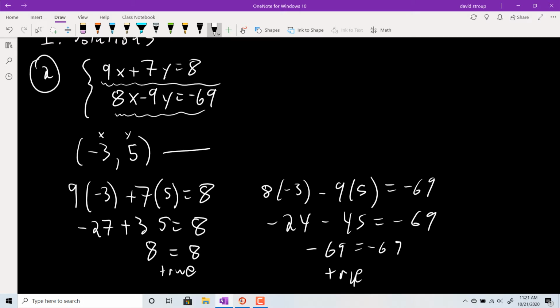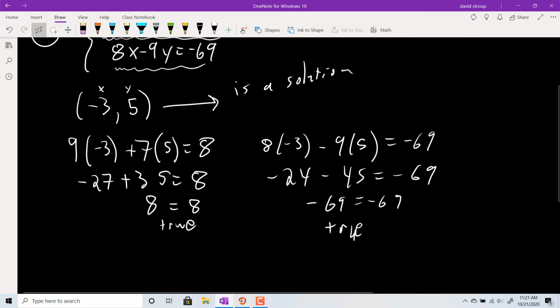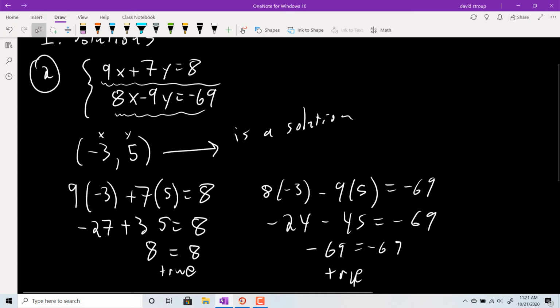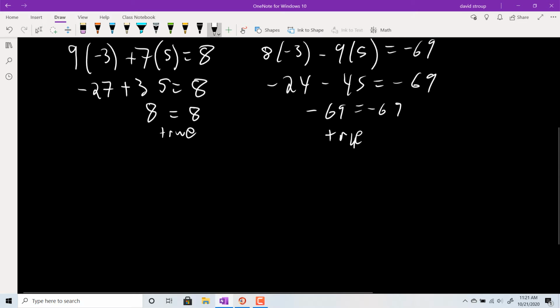If you get two trues out of it, it is a solution. If you get one true, one false, it is not a solution. If you get two falses, it is not a solution. The only way for it to be a solution is for it to work in both equations. So how then may we get these solutions? We'll give you two methods. The first method is the substitution method.